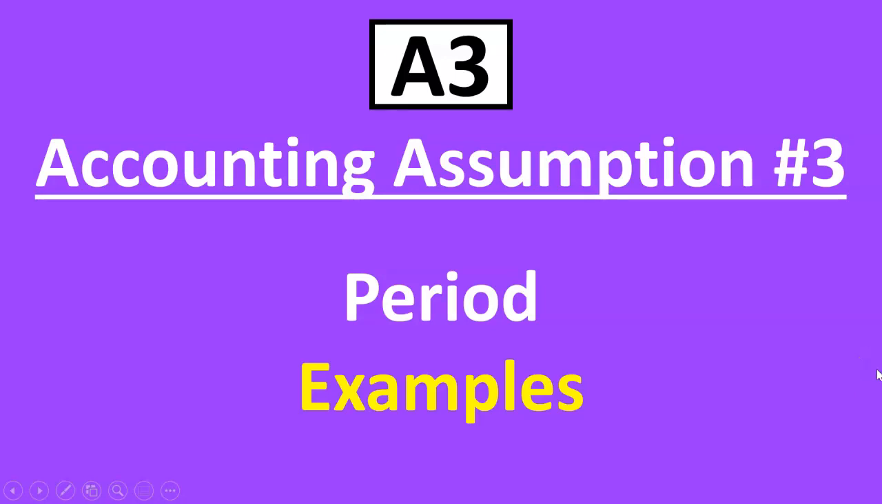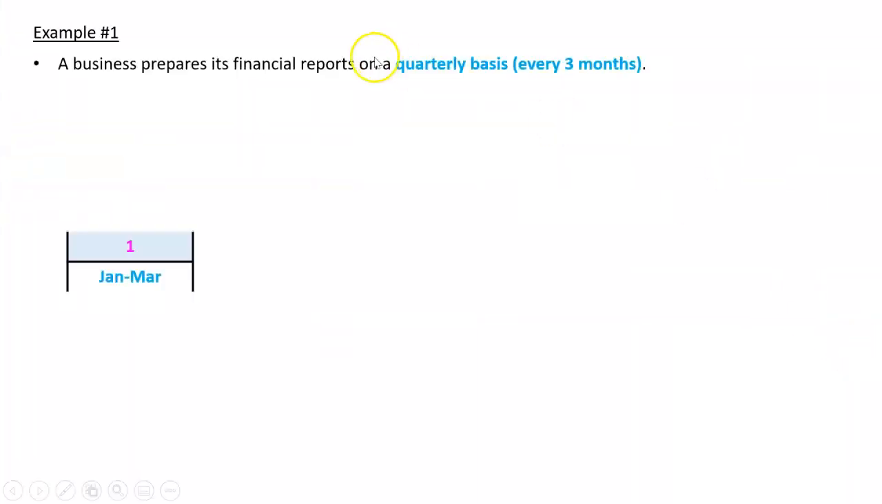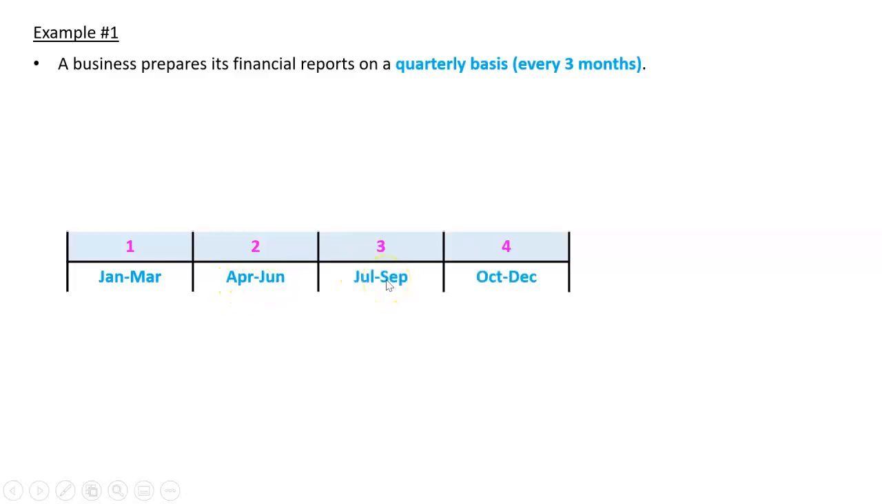Let's have a look at some examples of how we would apply accounting assumption number 3, the period assumption. So let's take example 1. A business prepares its financial reports on a quarterly basis, every 3 months. So there's a report or a period from January to March, a second period from April to June, a third period from July to September, and a fourth period from October to December. So 4 periods a year, 4 quarters.